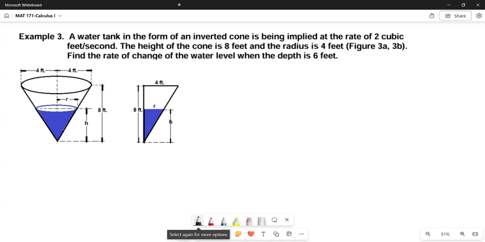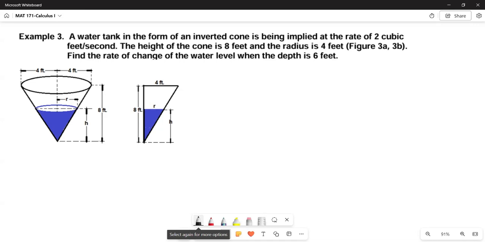A water tank in the form of an inverted cone is being emptied at the rate of 2 cubic feet per second. The height of the cone is 8 feet and the radius is 4 feet. So may binigay sa ating figure and may labels naman na yan and yung mga variables na wala na value. Okay. Ang question dito is, find the rate of change of the water level when the depth is 6 feet.